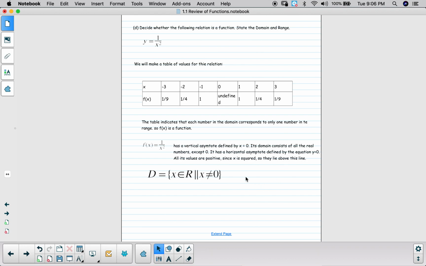If you take this table of values and try to plot this function, you will get an idea of what the graph of this function looks like. And you will see that the y values will never be negative. They will always be positive. So y is always going to be greater than 0. And x cannot be 0 because the y value is undefined for x equals 0.